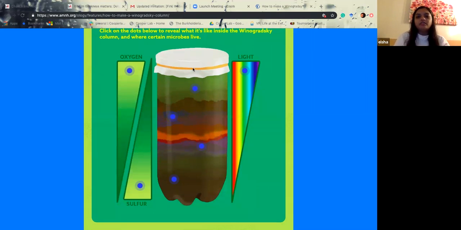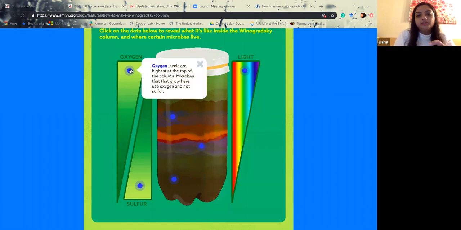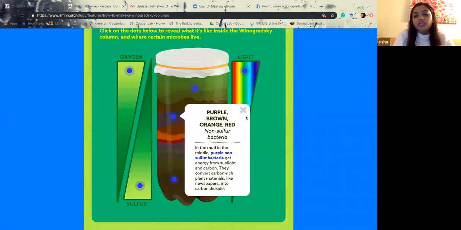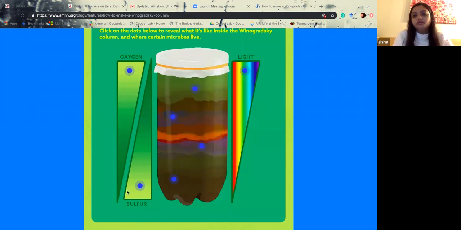So what happens here is, the way it is formed, you have air coming from the top, and therefore as you go to the bottom, the oxygen goes on decreasing, whereas sulfate concentration goes on increasing as you go towards the bottom. The best thing about this site is that you can click on these blue dots and you can know what kind of bacteria are grown in each layer. So this site is really useful for that. You can know what is what in each layer. And this is how you can make a Winogradsky column.